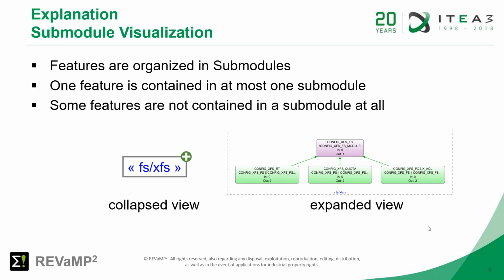Features are organized in submodules, where one feature is contained in at most one submodule. But for example, some features of the Linux kernel are not contained in any submodule. The picture shows the collapsed and expanded view of submodules. In the expanded view, the features contained by a submodule are shown within a dotted rectangle.